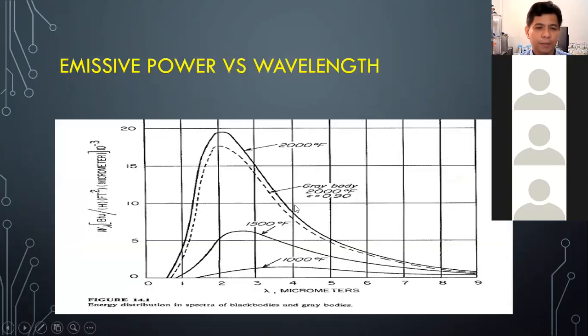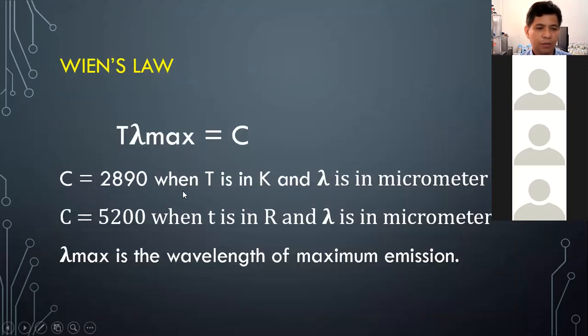Look, when the temperature is high, at 2,000 degrees Fahrenheit, its lambda max is lower, approximately 2 micrometer. For example, at 1,500 degrees Fahrenheit, its lambda max is at 2 point something. So when the temperature decreases, its lambda max increases. At 1,000, it is already at 4. Okay? Inversely proportional. So open this if you are too lazy to memorize. And these are the constants C, 2,890.